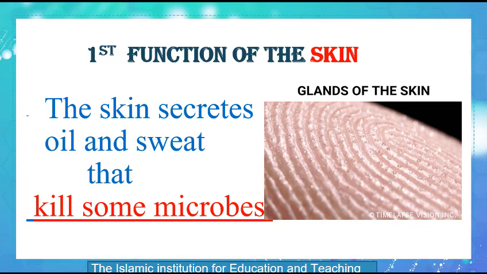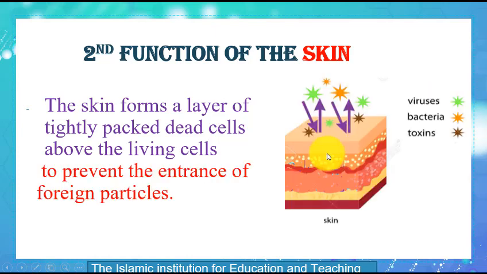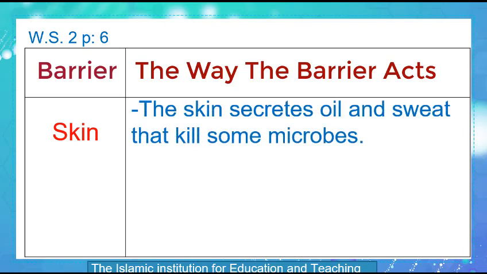And what's the second function of the skin? The skin is formed of tightly packed dead skin cells above living cells. But what's their role? Their role is to prevent the entrance of foreign particles such as viruses, bacteria, and toxins, and protect the living cells. So please now open your worksheets, page 6, and fill in the table with the name of the barrier and the way the barrier acts.